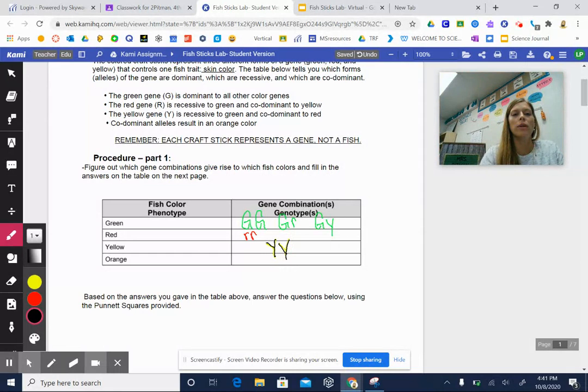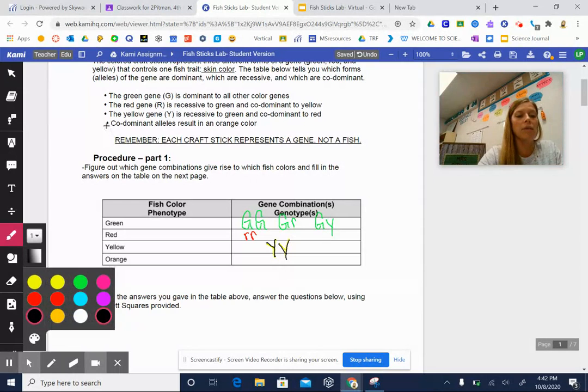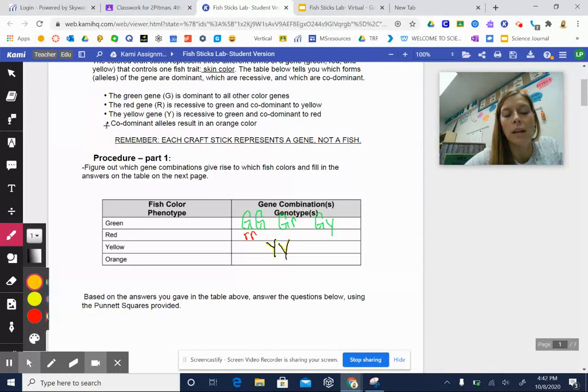Okay. Now for orange, it says they're co-dominant. That means that when you have a yellow and a red together, they're going to mix together like paint. If you mix red and yellow paint, it's going to create the color orange. So anytime you have orange, it's got to be a combination. It's either a capital R and a capital Y, because they're both dominant genes in this case, or a capital Y and a capital R.